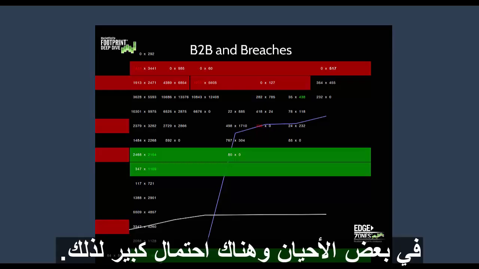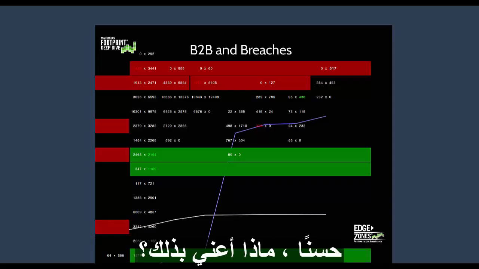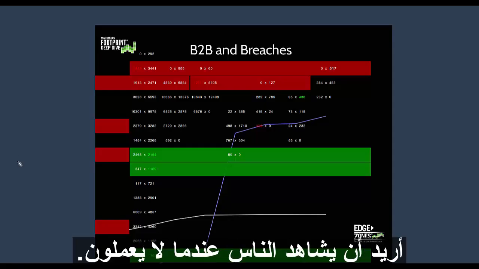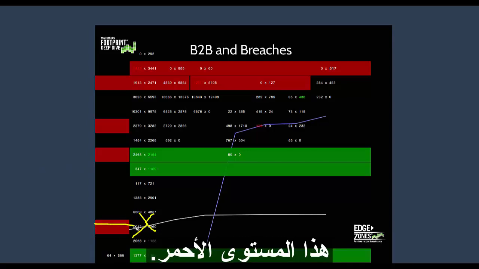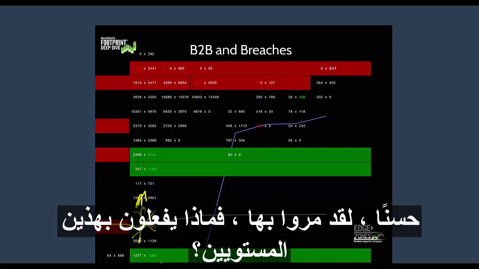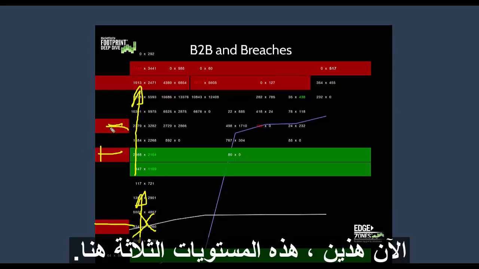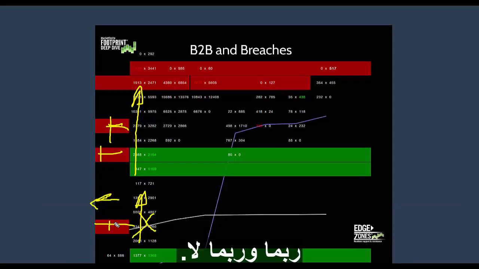sometimes, and there's a high probability to that, they work better when they don't work. Well, what do I mean by that? Well, I want people to not just watch when they work. I want people to watch when they don't work. So this level finally gets breached down in here, this red level, okay? They run through it. Then what do they do with these two levels? They run through it. Now these three levels here, here, and here, they might have already worked before I snapped this image. Maybe, maybe not.